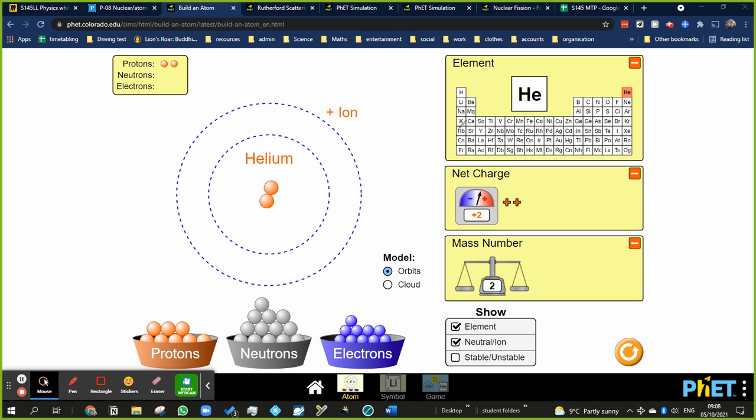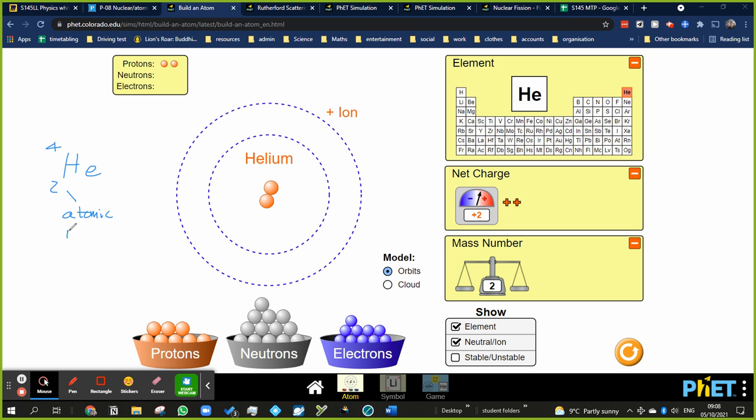Now, if I were to actually draw the symbol for helium, for example, the symbol for helium would be He, and then it may have a 4 at the top and a 2 at the bottom. Sometimes these numbers are the other way around, but basically we call this the atomic number.